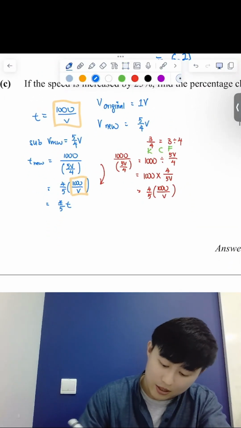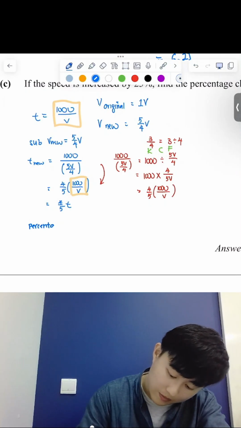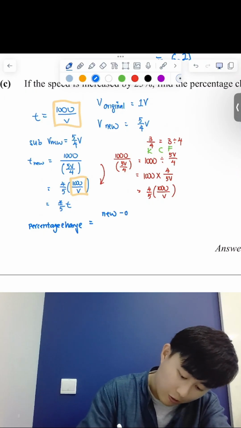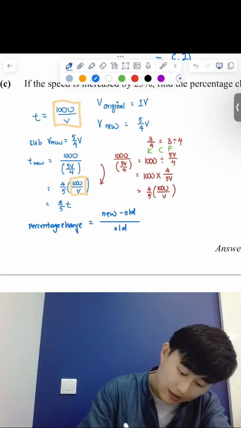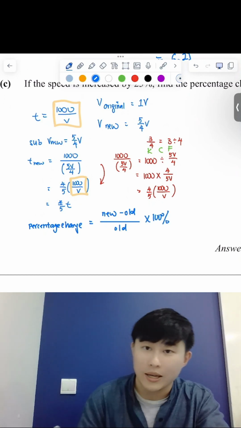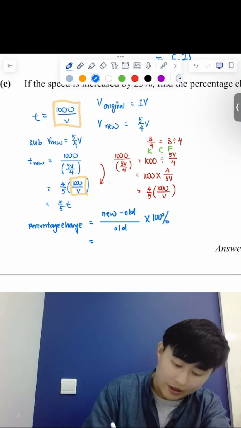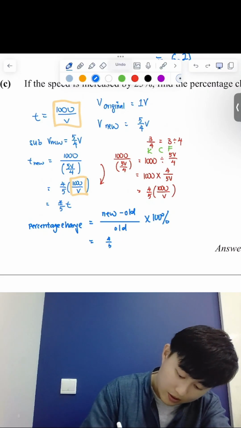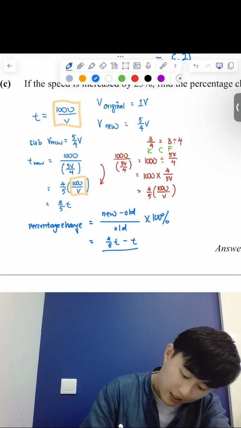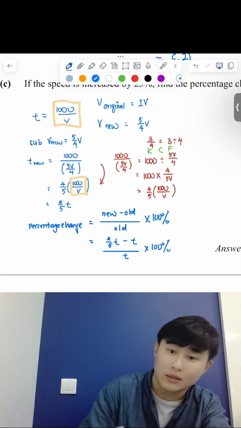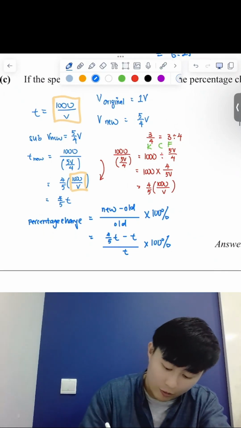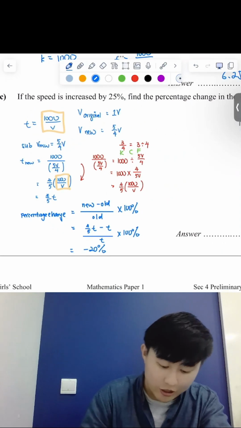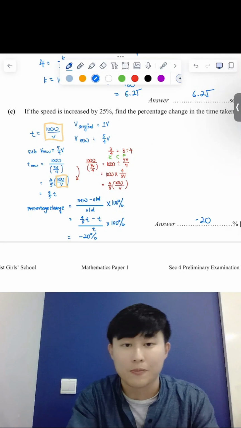I'm going to take the percentage change formula, which equals the new value minus the old value, divided by the old value, times 100%. From here, new is 4 over 5 T, old is just T, divided by the old value times 100%. And finally I end up with negative 20%. So my percentage change over here will be negative 20%.